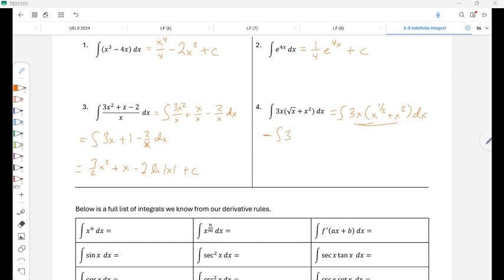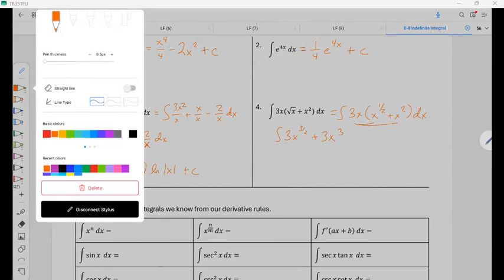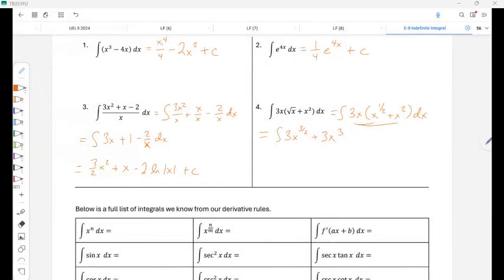Still integrating. X times x to the 1/2 is x to the 3/2. Yep. And then obviously, I've got to multiply 3x by x squared. That's going to be plus 3x cubed. My equal sign looks like a minus.